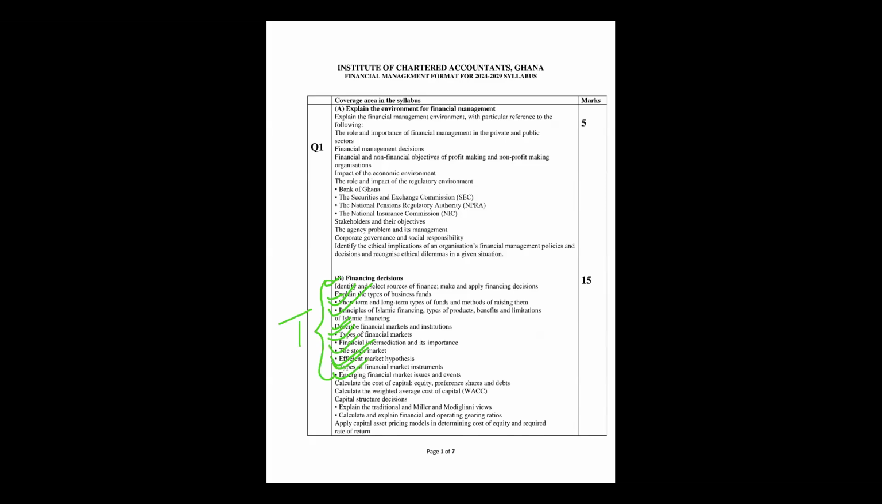Then I'm using red. We have calculate cost of capital, equity, preference shares, debt, calculate weighted average cost of capital, calculate capital structure decisions. Explain the traditional and Miller and Modigliani views. So from here, they are all calculations. This explain thing could be theory, or you can even use calculation. So if you are approaching the exam, and we know that from the top to the bottom they can set theory on it, and I've read them, any question to emerge from that, I'll be able to write something.